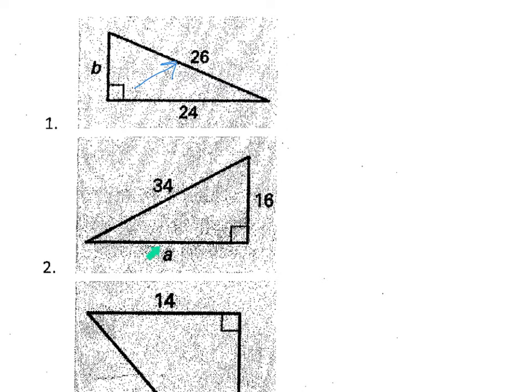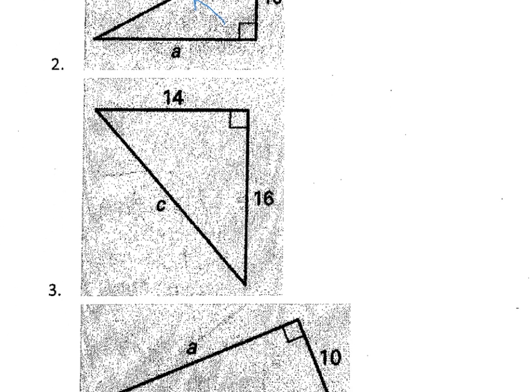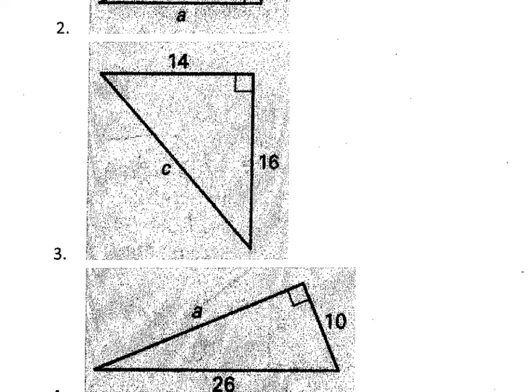In number 2, we're looking for side A. That's this guy here. And again, I'll say it one more time, then I don't think I need to anymore. Your hypotenuse is always opposite the right angle. Okay, so continuing on, number 3 here, we are actually looking for the hypotenuse, which is C, right here. This one should be really easy, not a whole lot of extra steps to take.